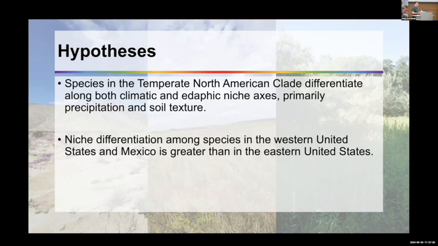So some hypotheses that go with those questions. Species in the temperate North American clade differentiate along both climatic and edaphic niche axes, primarily focusing on precipitation and soil texture. And then niche differentiation among species in the western United States and Mexico is greater than that in the eastern United States.